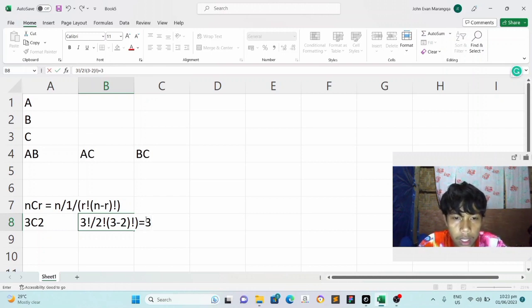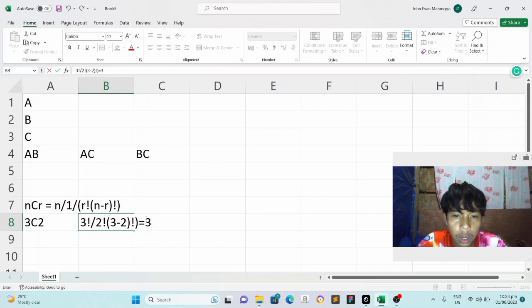So this concept can be extended to situations with more objects or different values of r. For example, if we had 4 objects, A, B, C, and D, and wanted to select 3 objects without repetition, we would have 4C3 equals 4 factorial divided by 3 factorial times (4 minus 3) factorial. So that would be equal to 4 possible combinations.